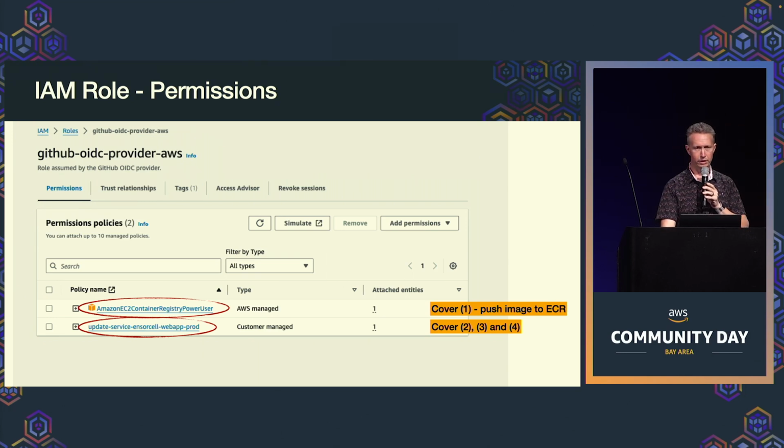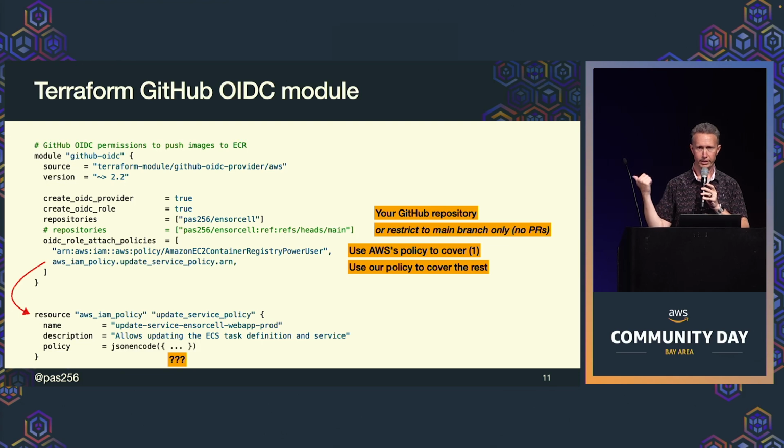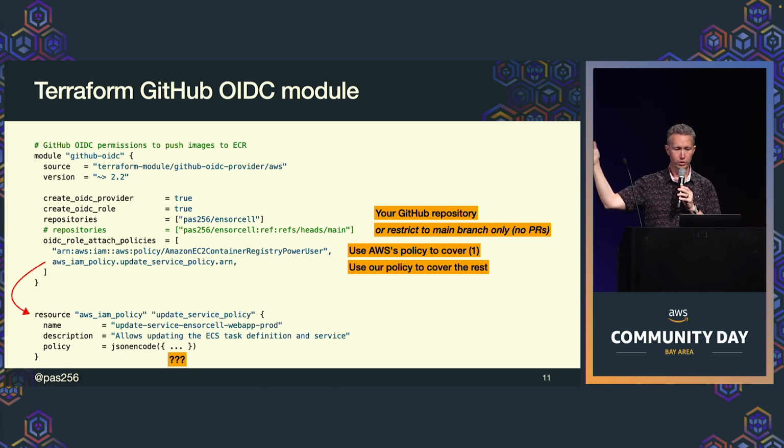And so if you don't like doing all of this through ClickOps within AWS, there is a Terraform provider that you can use that goes and makes all of these things happen for you. You just need to give it what your GitHub repo is. And if you want to, you can even restrict this to particular branches within your GitHub repository.